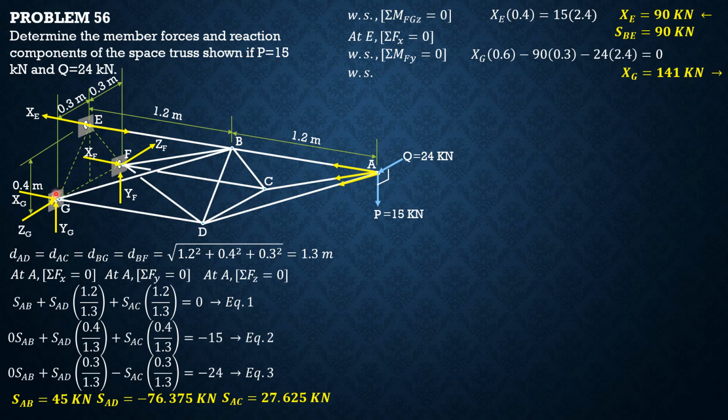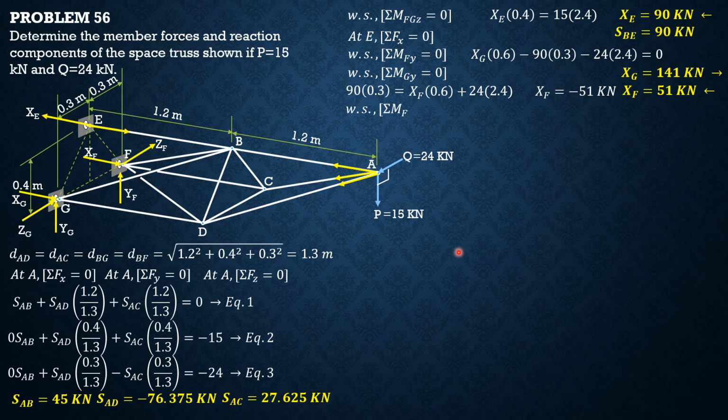Then summation moment about YG equals 0 for the whole system, to solve for XF. So by right thumb rule, XE is positive. Then XF negative, 24 negative. So 90 times 0.3 equals XF times 0.6 plus 24 times 2.4. So X sub F is negative 51, so that means XF should be leftward, in that direction.